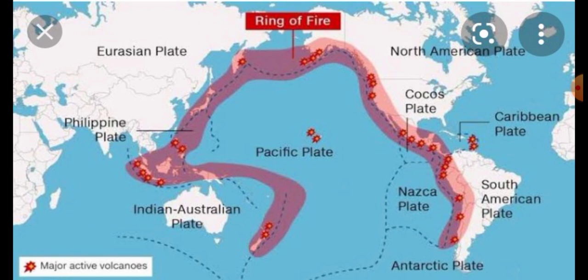Roman number 8, map skill. Now listen, on the given outline map of the world, mark the following. The first one is the Pacific Ring of Fire. Here the red color mentioned, that one is the Pacific Ring of Fire. Because of the circum-Pacific ring, the Pacific plate meets many surrounding plates, and the Pacific Ring of Fire happens. Just mark this one. You have to refer to the YouTube video and mark it on the outline map of the world.